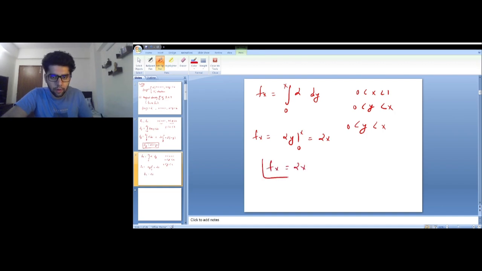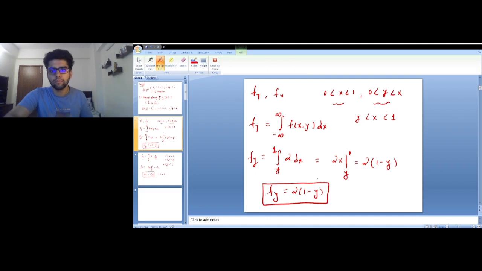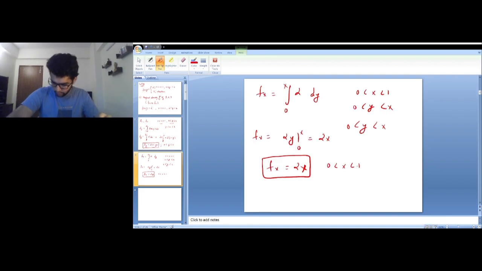Let me just check if what we are doing is correct. From the book, f of x is equal to 2x. So f of y was 2 into (1 minus y), and f of x was 2x, right? So let me just check. Yes, we are right. Also my x lies between 0 and 1, and my y lies between 0 and 1. Why? Because the maximum value of x can be 1. If we see here, the maximum value of x can be 1, so my y can lie between 0 and 1, and same goes for my x. My x lies between 0 and 1.